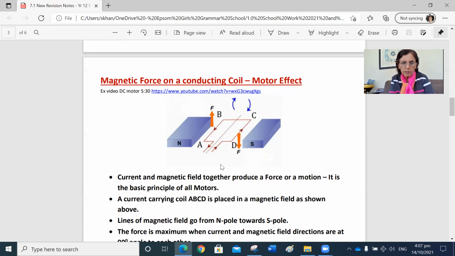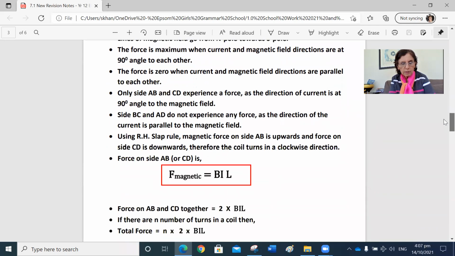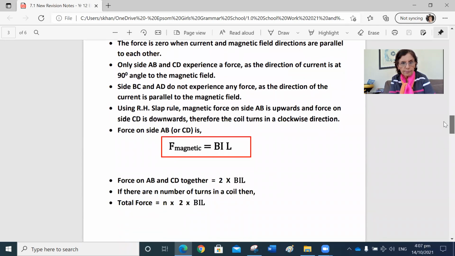Now, in a real motor, there will be many, many loops. If there are 10 loops, then torque will be, so magnetic force is BIL, and because there were two sides, the total force will be 2 times B times I times L. And if there are n number of turns, we will have to multiply it by n.